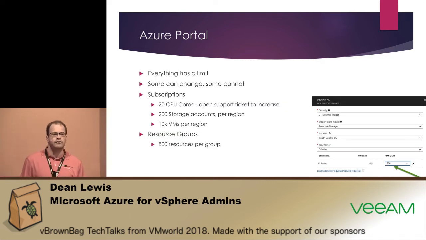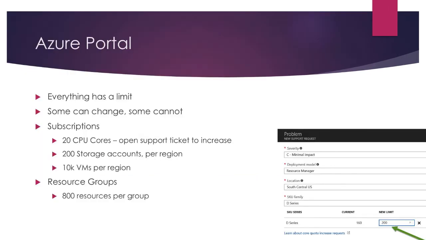The first thing to know is that everything within Azure and the Azure Portal has a limit. Some of these are soft limits and some of these are hard. For example, within your subscription, by default, you get 20 CPU cores, which isn't a lot. To increase these, you just open a support ticket, and unless you're going for something really high and really daft, it's an automatically completed process.